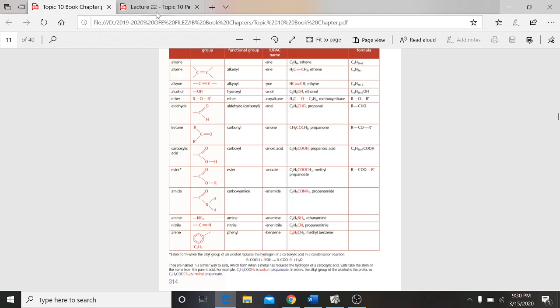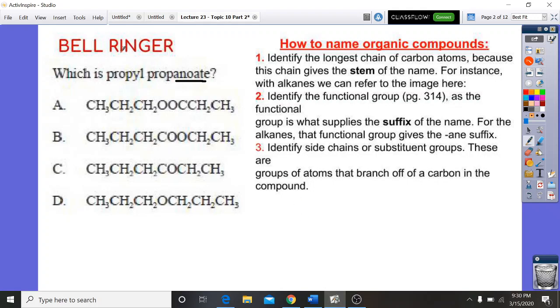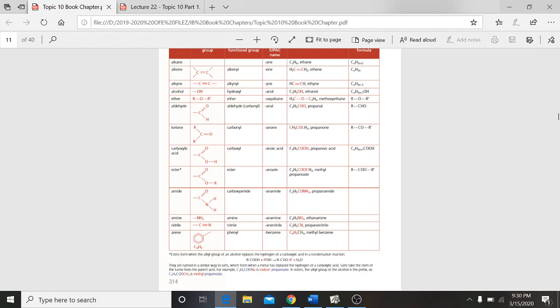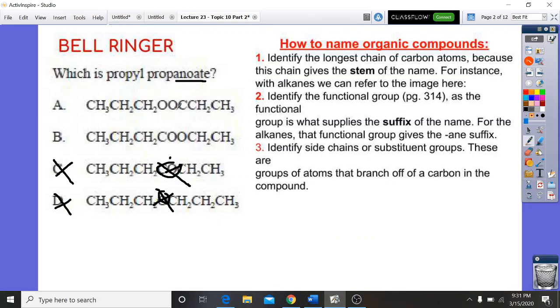So go back to the lecture, and I'm already going to rule out C and D because I see that there's only 1 O right there and right there. So forget that. They are wrong. This is an anoate. This contains an ester. This has to have 2 O's in it. So this one and this one, both are options.